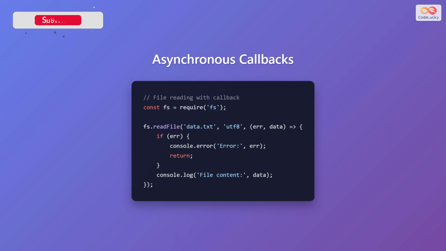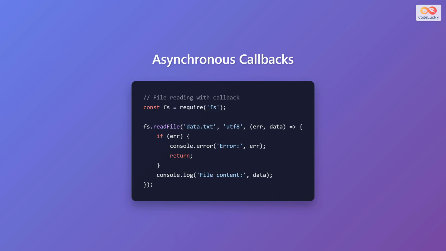Asynchronous callbacks are commonly used when dealing with operations that don't happen instantly, such as reading files. In this example, we use the fs module, which is the file system module in Node.js, to read the content of a file named data.txt. We call the readFile method, providing the file name, encoding type, which is UTF-8, and a callback function. This callback function takes two arguments, error, which represents an error if one occurred, and data, which contains the file content if the operation was successful.